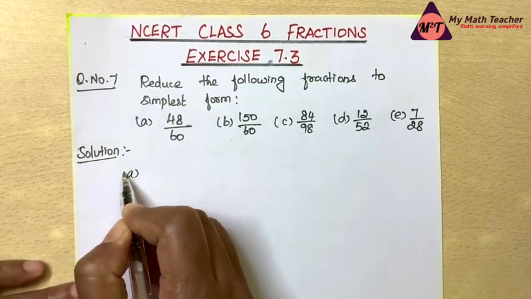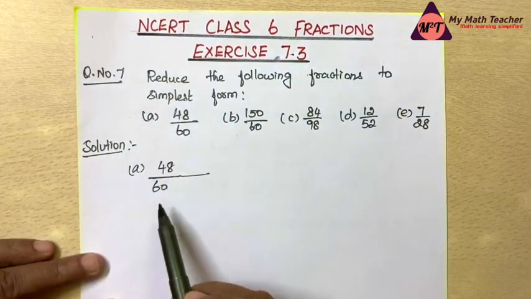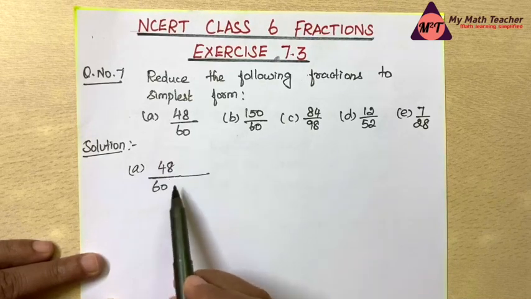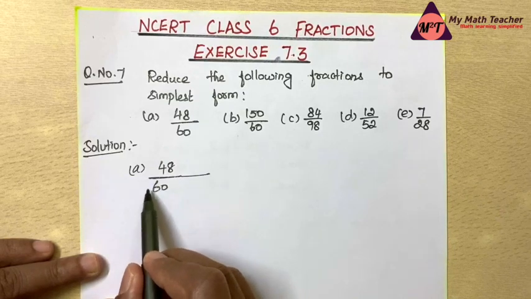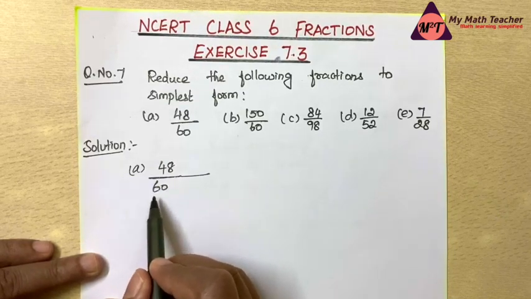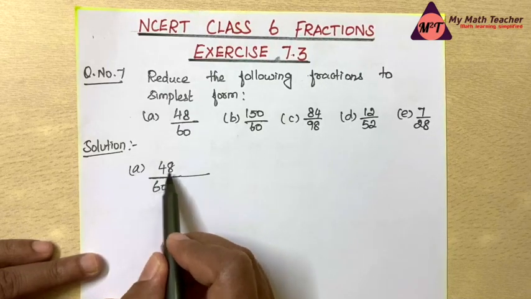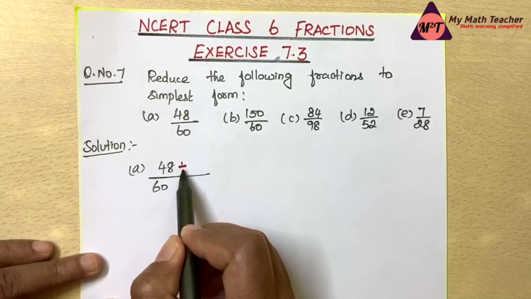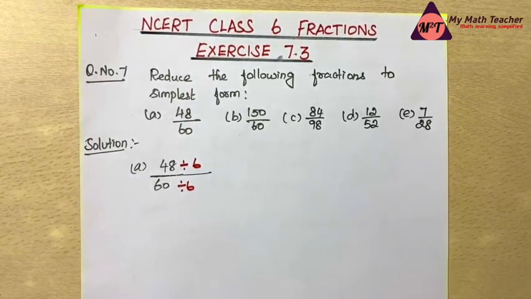The first one is 48 divided by 60. Now think of a number by which you can divide numerator and the denominator by the same number. For example, I am thinking of 6. You can divide 60 by 6. It's quite easy. 60 can be divided by 6, whereas 48 can also be divided by 6. So you have to choose like this. Okay. So I am dividing by 6 and dividing by 6.